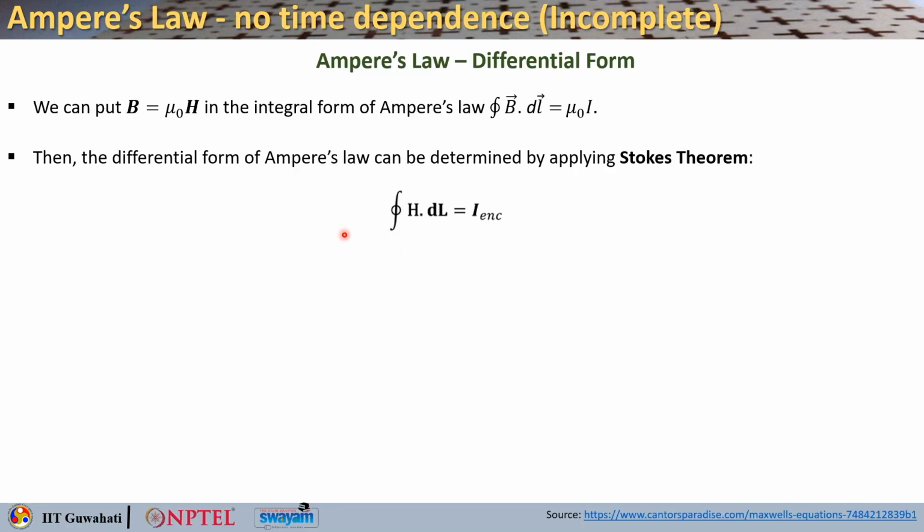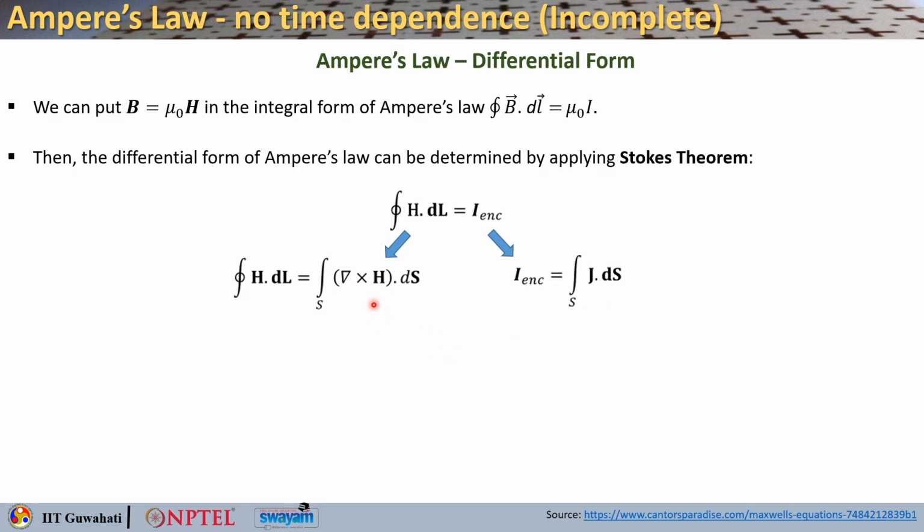Once you have this equation, you can obtain the differential form of Ampere's law by applying Stokes theorem. In Stokes theorem, you can replace this line integral by the curl of the magnetic field, and then it will become a surface integral. So, this one you can simply write as curl of H dS. That is now the surface integral, and if you know the surface current density J and integrate it over the entire surface, you will get the total current enclosed. So, the term on the right can be written as the surface integral of J dot dS.